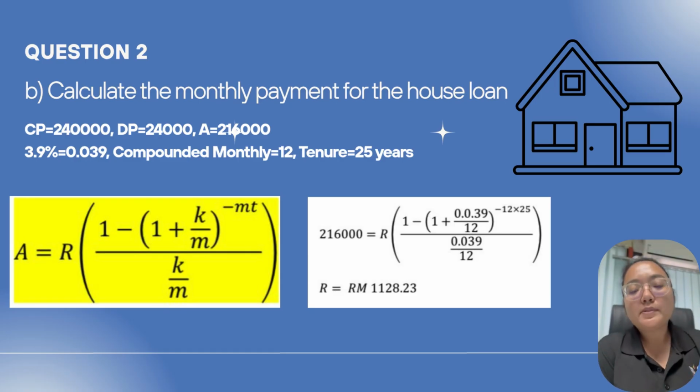So we will substitute the values into the formula given. 216,000 equals R times the bracket of 1 minus (1 plus 0.039 over 12) to the power of negative 12 times 25, over 0.039 over 12, which gives us the value of R as 1,128 ringgit 23 cents.